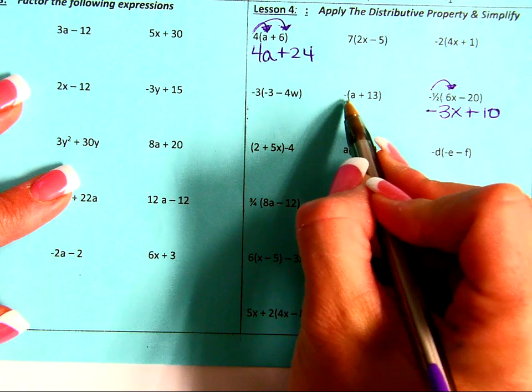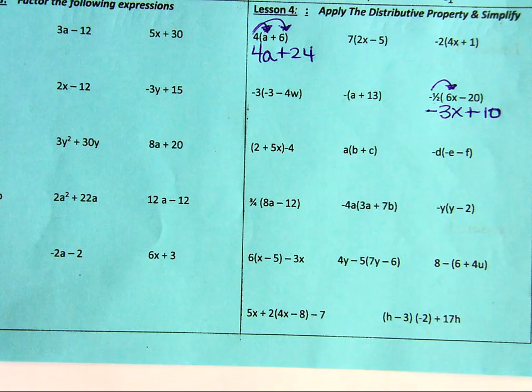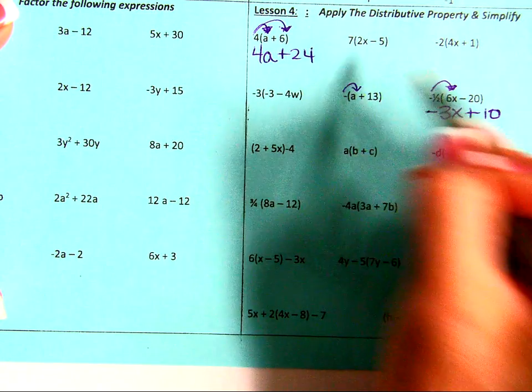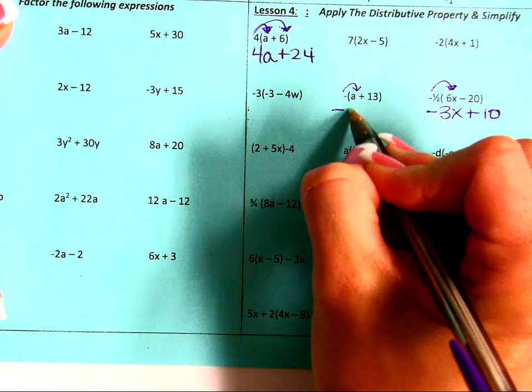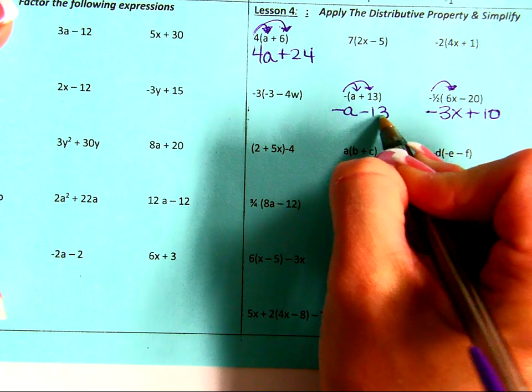Another thing to keep in mind is when there's no number on the outside and just a negative sign, it kind of means take the opposite of that whole expression. So it just means go in and change everything. That A was positive, now it's negative. That 13 was positive, now it's negative.